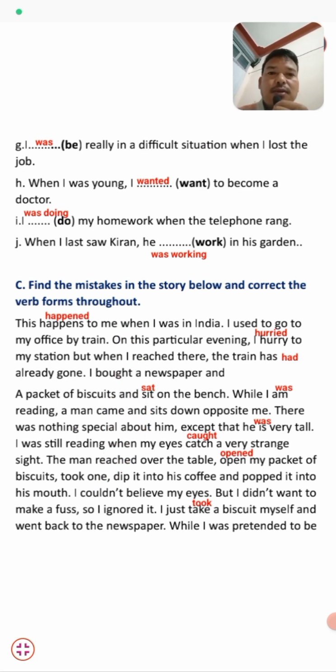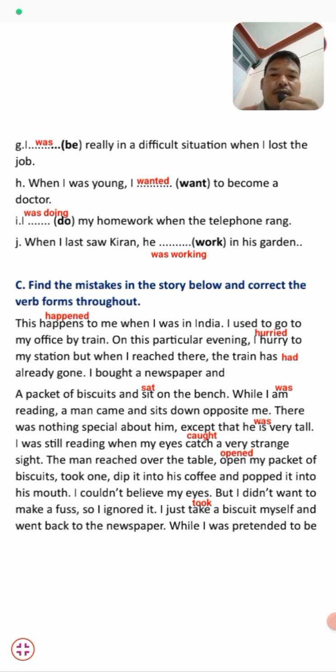The first verb that I found here is happens. This happens to me when I was in India. Here it is past tense. I was in India, but the verb used here is in present form. No, students, we have to change the verb into past tense, simple past.